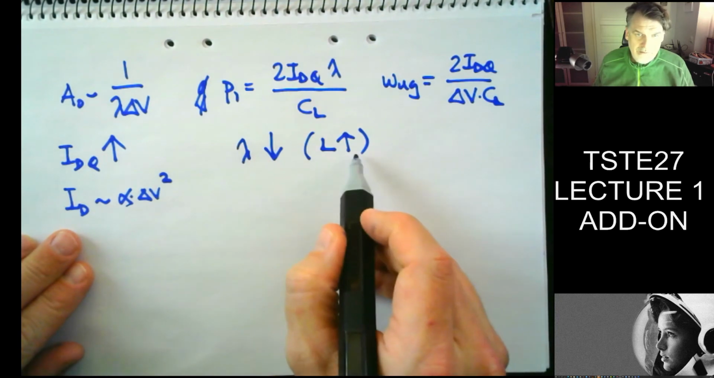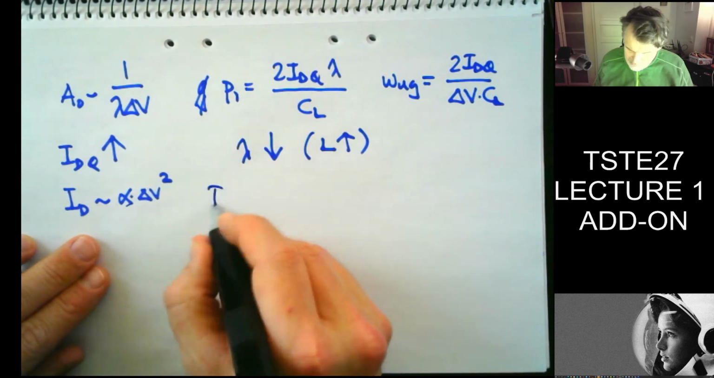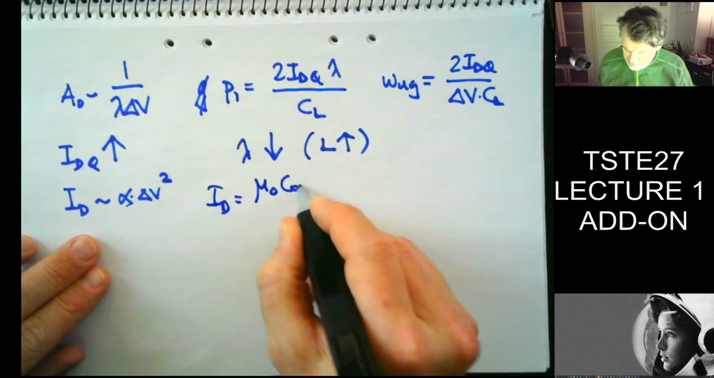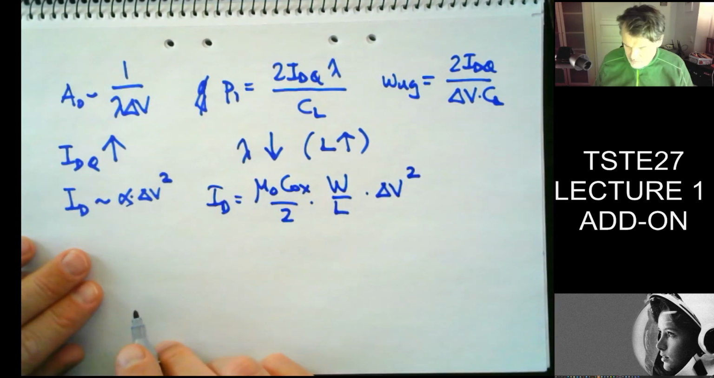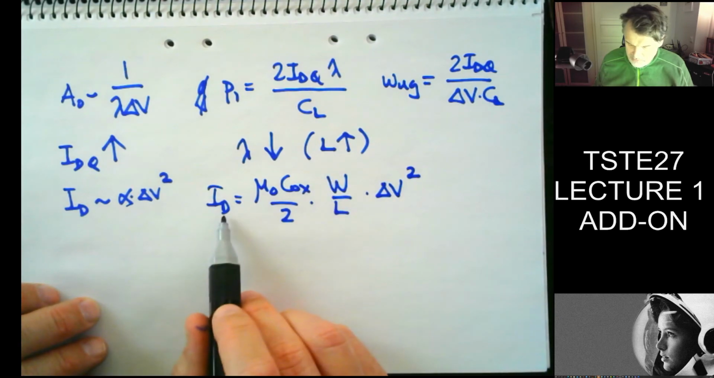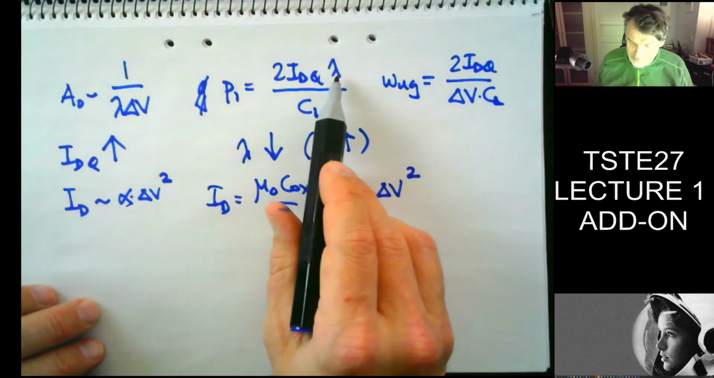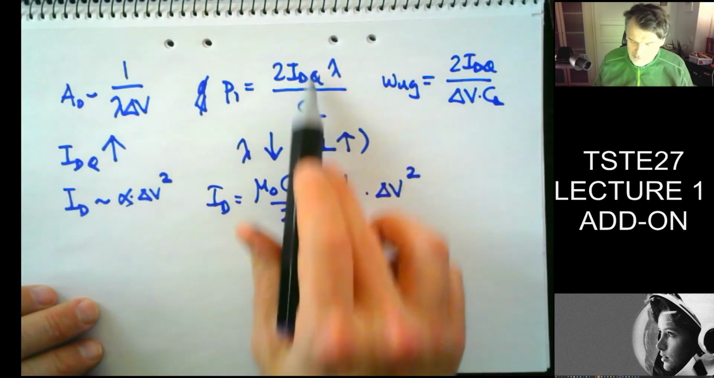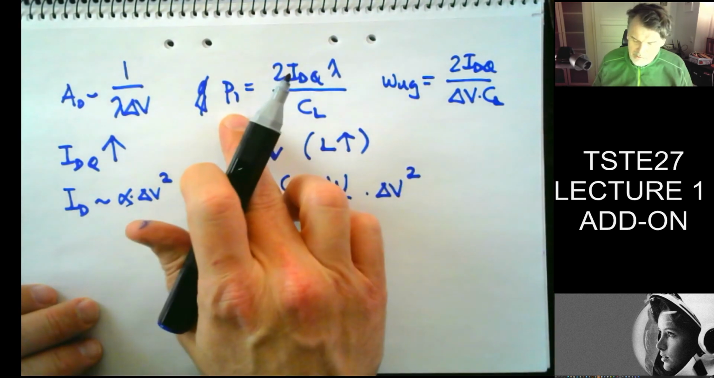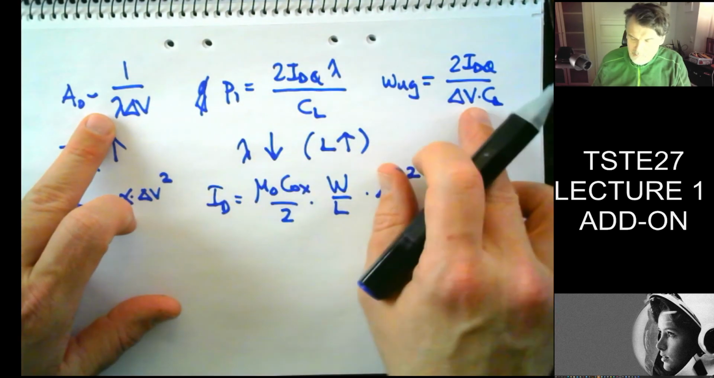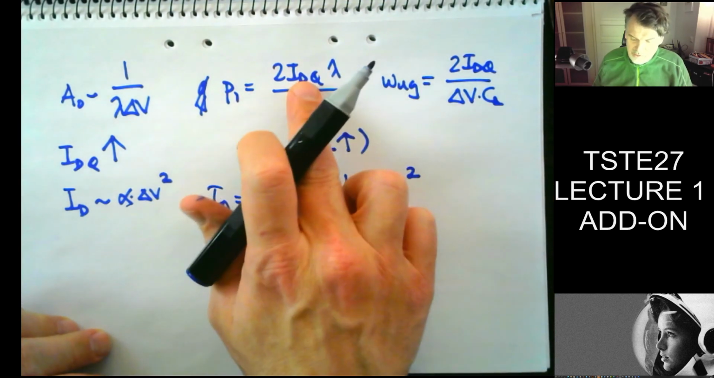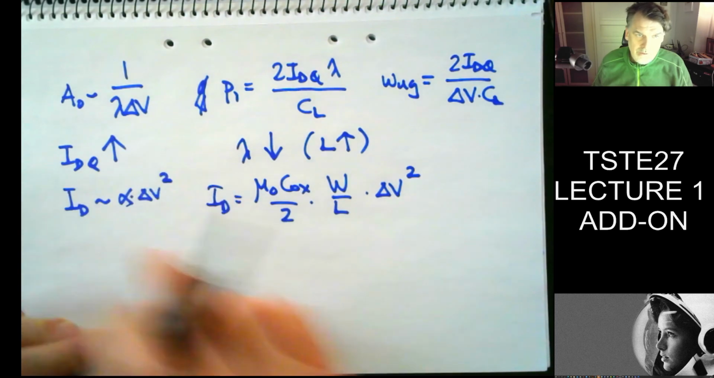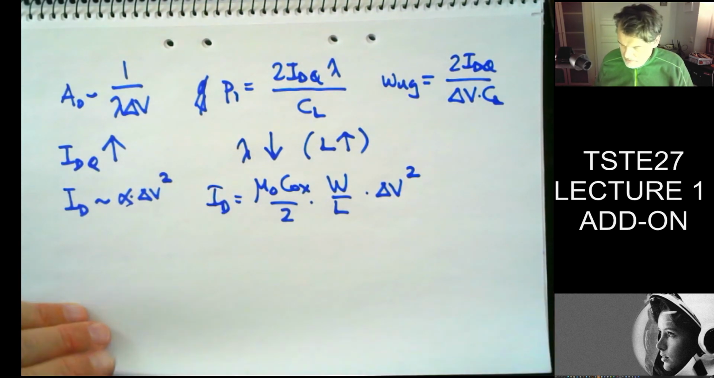Also the fact that we change lambda and change L, if we look at this expression here, ID is equal to mu naught Cox divided by 2 W over L times delta V squared. So if I increase the L, I also see that I reduce the ID. If I reduce the ID and reduce the lambda, both these two terms will decrease. And P1 will decrease, this will increase, but then this guy will also potentially decrease, because I have two terms here decreasing and only one term here increasing, etc.